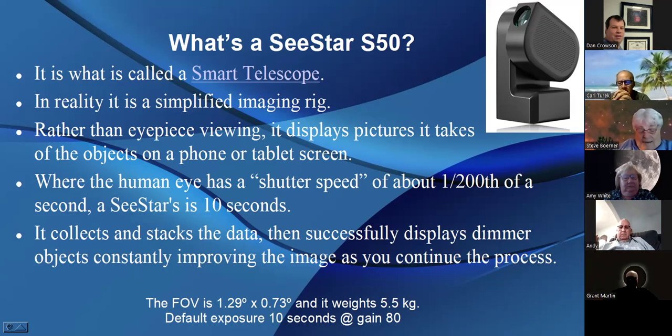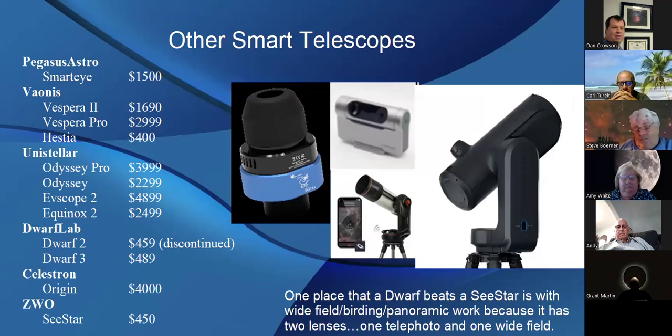About the C-Star, down at the bottom of the screen, you can see the field of view is about 1.3 degrees by about 0.7 degrees. So it's got a fairly decent sized field of view for the larger kind of DSOs. The thing weighs, they call it 5.5 kilograms. I think that's the weight of the C-Star, the tripod, the box, and all the stuff that comes with it. And as you get it out of the box, it's got a default exposure of 10 seconds, and the gain is automatically set at 80. And gain is kind of like ISO, if you know what I mean, when I talk about that in relation to old style photography.